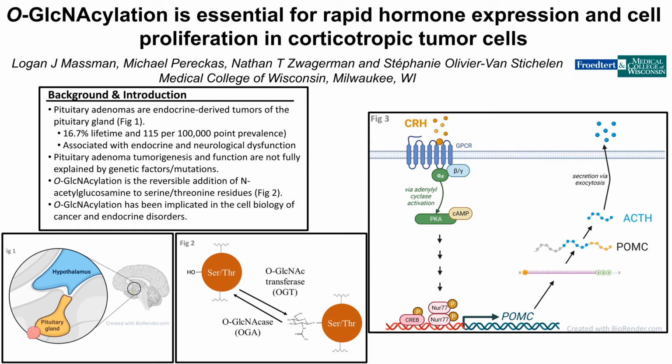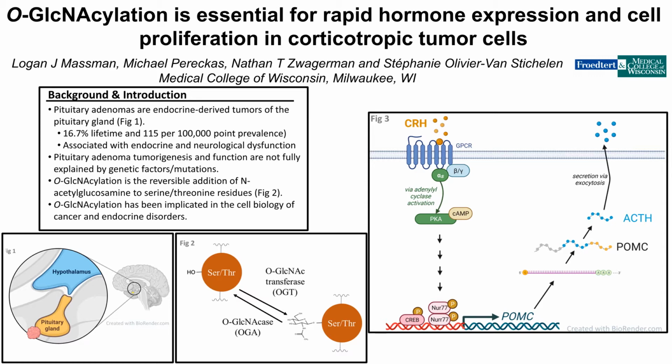This project is studying the role of O-GlcNAcylation in pituitary adenomas. These tumors are derived from the endocrine tissue of the pituitary gland, which, as you can see at the bottom left, sits at the base of the brain in a tight bit of anatomy. Because of this tight anatomical space, these tumors can quickly exert a mass effect, which results in profound neurologic dysfunction. Additionally, due to the unregulated secretion of pituitary hormones by these tumors, patients can experience profound endocrine disruptions as well.